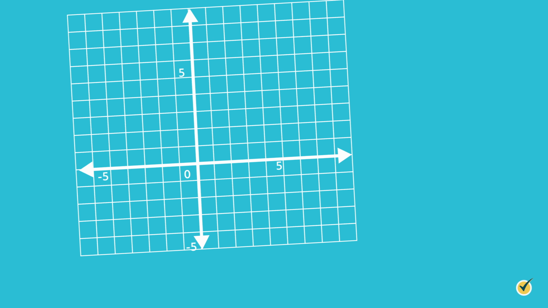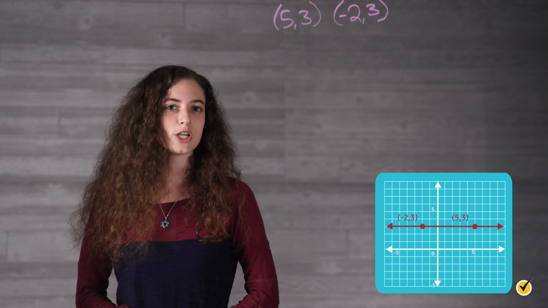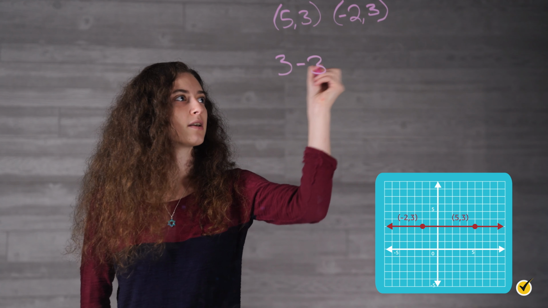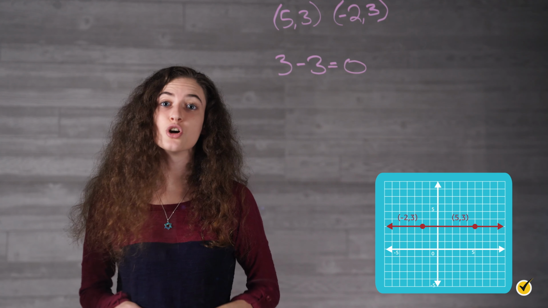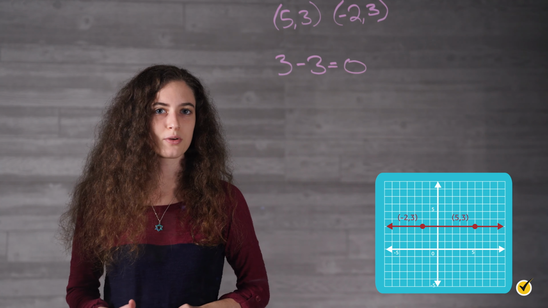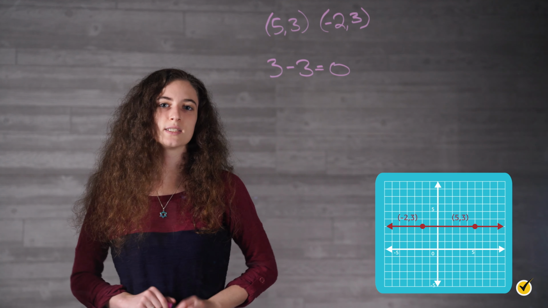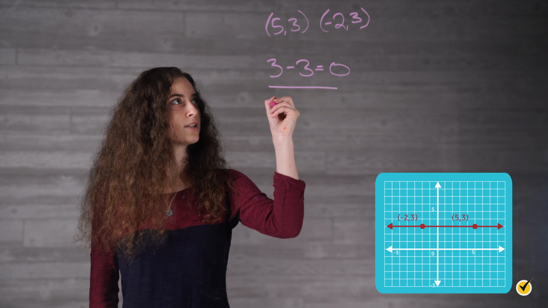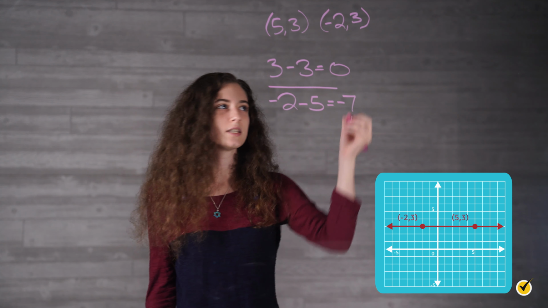Here's an example. Calculate the slope of the line that travels through the points (5, 3) and (negative 2, 3). This time, when we determine the vertical change, or the change in y, we get an answer of 3 minus 3 equals 0. Intuitively, this makes sense because there is no change in the y-coordinates from one point to the other. There is a change in x. However, dividing 0 by any value results in 0. The slope of this line is therefore 0 over negative 2 minus 5, which equals negative 7. But this still equals 0.